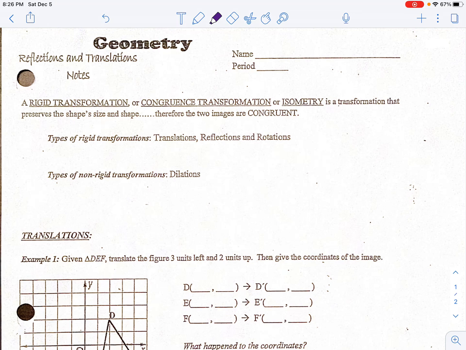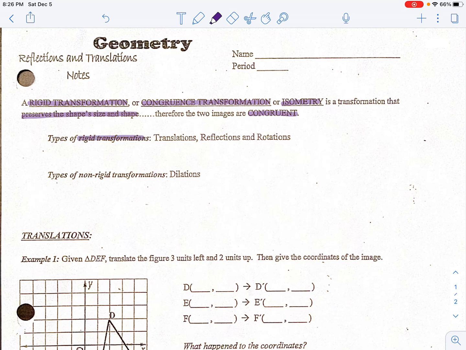So here's some background knowledge real quick. A rigid transformation. Rigid means stiff, all right, and it means going to be congruent. So a congruent transformation or an isometry, it's a transformation that preserves the shape's size and shape. All right, so therefore, when you have your first shape and you do the actual transformation to it, those 2 images are going to be congruent. It produces the exact same shape, just in a different location.